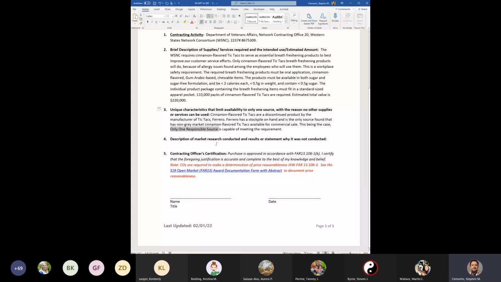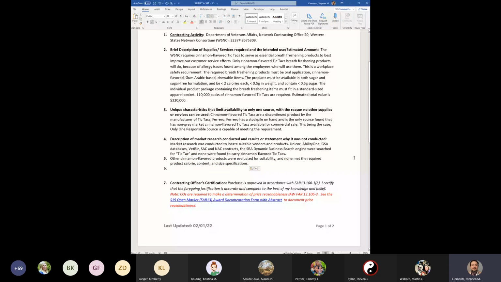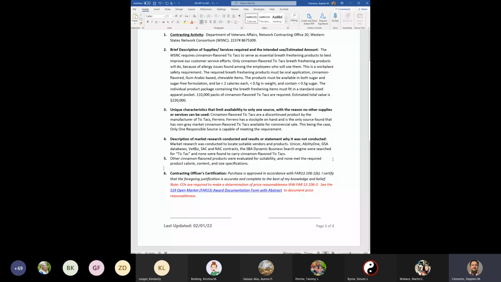You could do that. And description of market research conducted and results or statements why it was not conducted. Now, if you're writing these things and you're leaning on this part of the statement, bad on you. You should always do market research, even if it's a bunch of nothing. And you say, I looked and I looked and I looked and I didn't find what I was looking for. That's better than that.